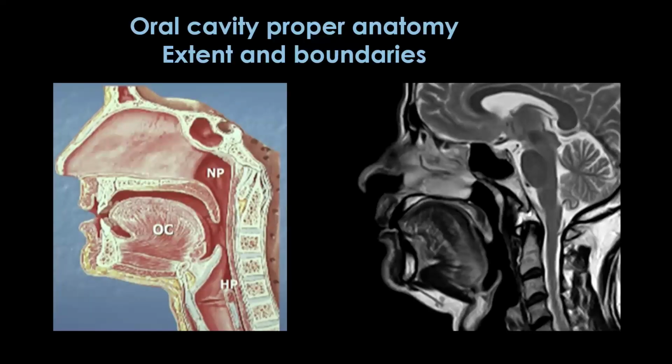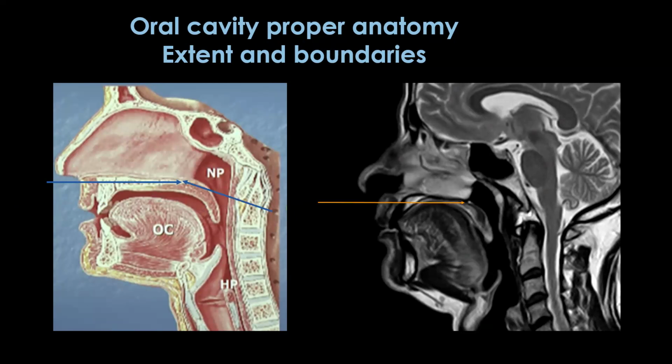So first we'll look at the extent of the oral cavity. On imaging, how do we decide what is oral cavity and what is oropharynx? Where does one end and where does the second begin? This is the anatomical image, so we can easily correlate on a sagittal T1 weighted image. So this is the hard palate that we can see here. This is the soft palate.